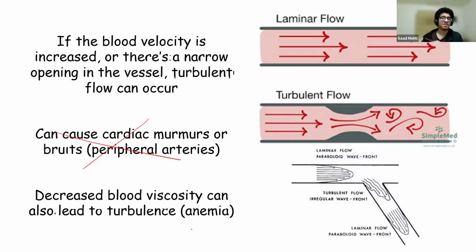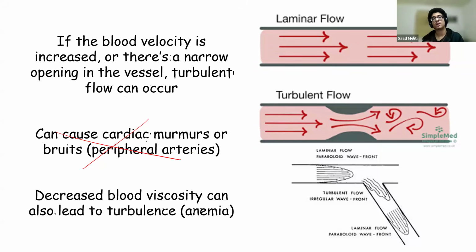Another thing that can cause turbulent flow instead of laminar flow is blood viscosity. Let's say you have anemia. Okay, in anemia, you have decreased red blood cells. That's going to cause a decreased blood viscosity. When we have decreased blood viscosity, you're going to have turbulence. Okay, it's as simple as that.